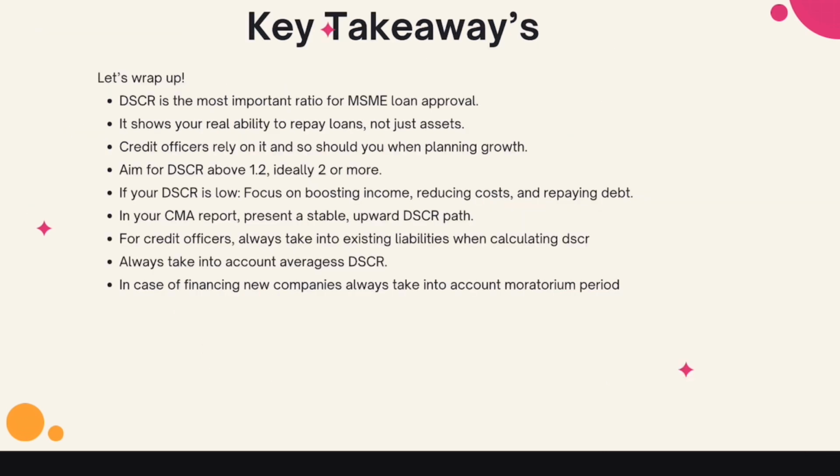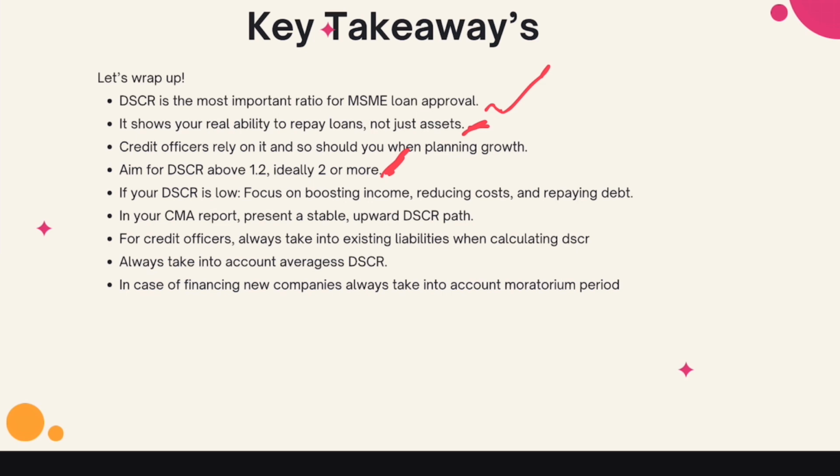So now what are the key takeaways for today's video? Let's wrap up, okay? DSCR is the most important ratio for MSME loan approval, right? I hope all of you have understood what DSCR is. Why is it important? It shows your real ability to repay a loan, not just assets. Credit officers rely on it, so you should consider it when planning your growth. Aim for DSCR more than 1.2. Ideally 2 or more is the best.